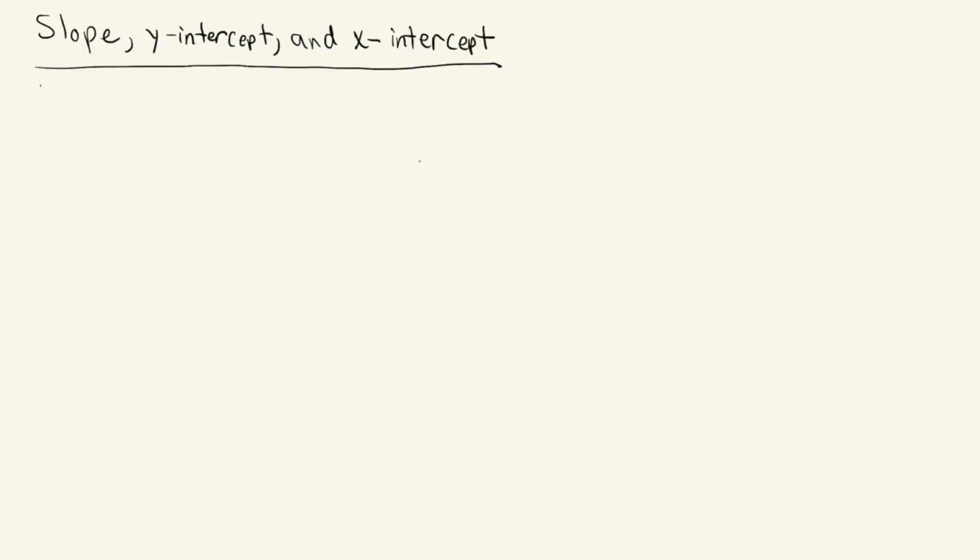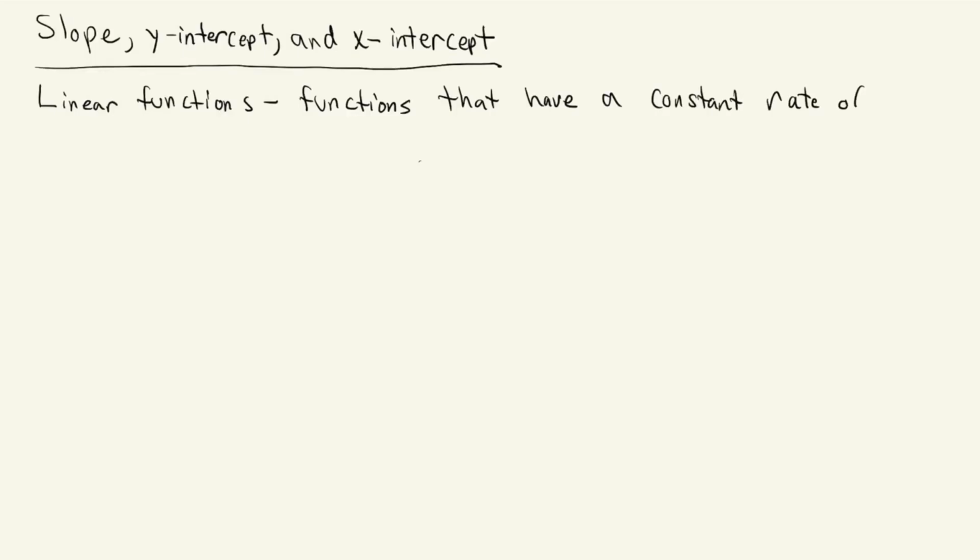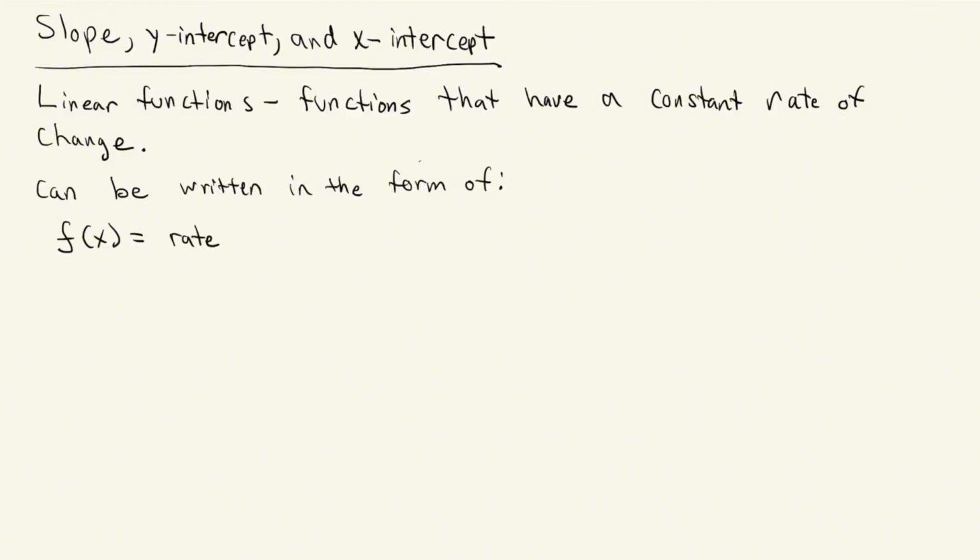But first, let's review the content of the previous video quickly, which was about linear functions. Linear functions are functions that have a constant rate of change, and they can be written in this form. f of x is equal to a rate of change multiplied by x plus some initial value.